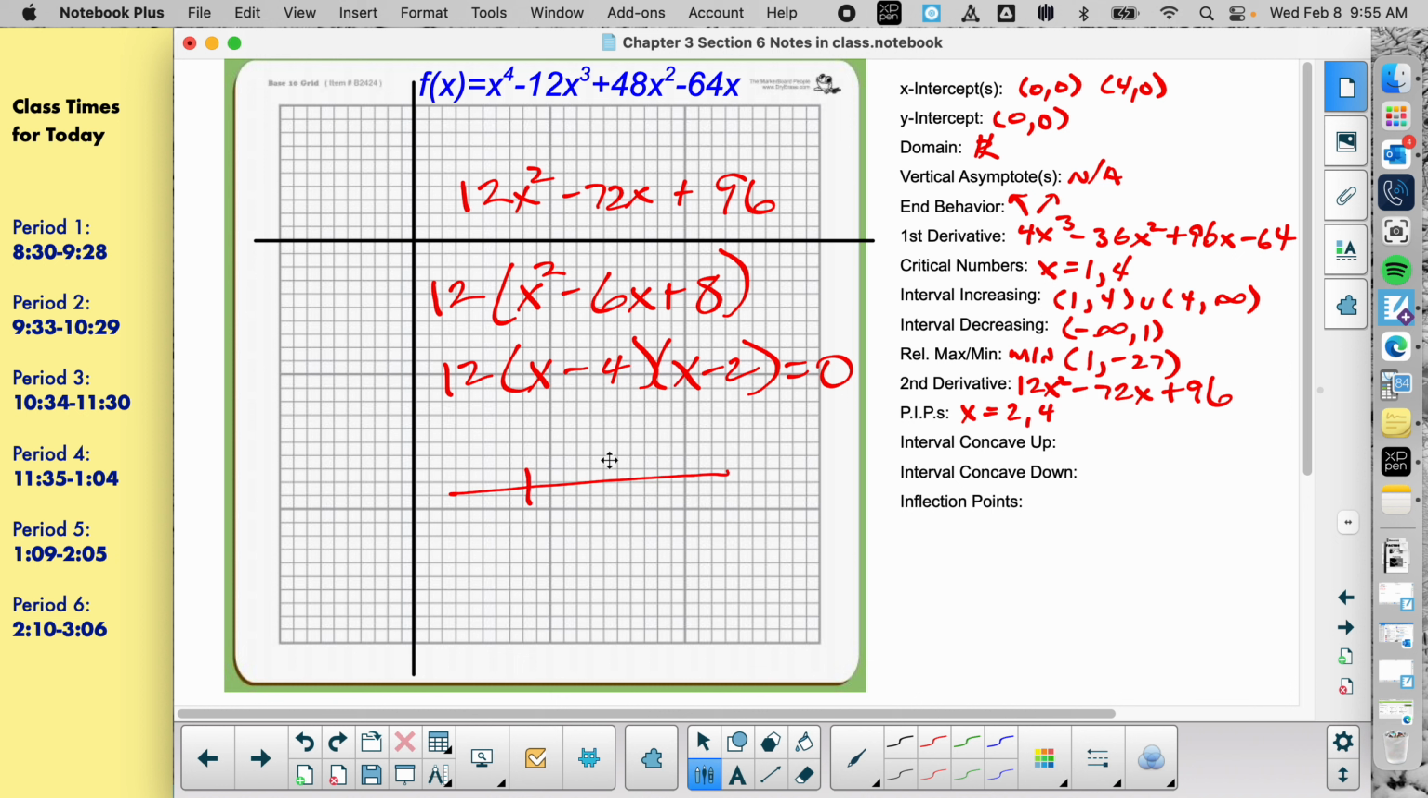So I'm going to make a number line with 2 and 4 and look for concavity. So 0, I would get 12 times negative, it gives me a positive concavity. 3, positive, so that will be negative. 5, or 10, or whatever, positive. Concave up from negative infinity to 2, and from 4 to infinity. Concave down from 2 to 4.